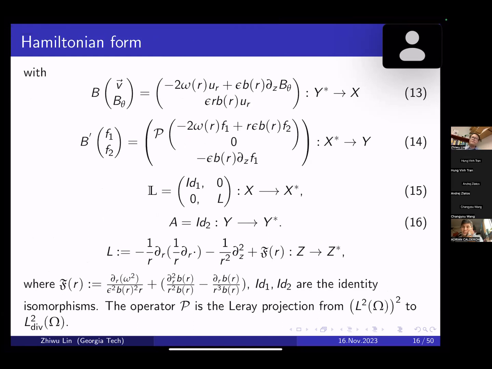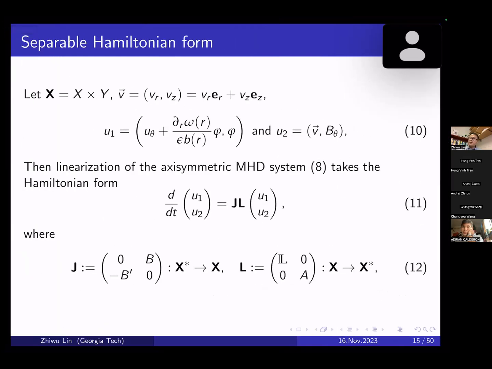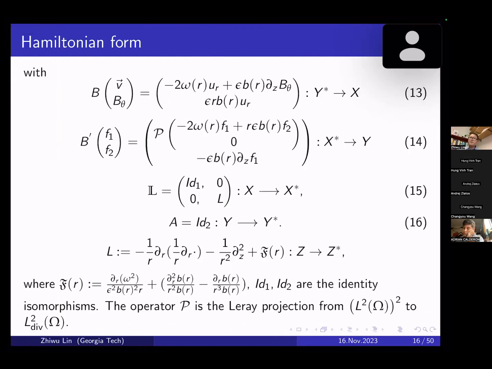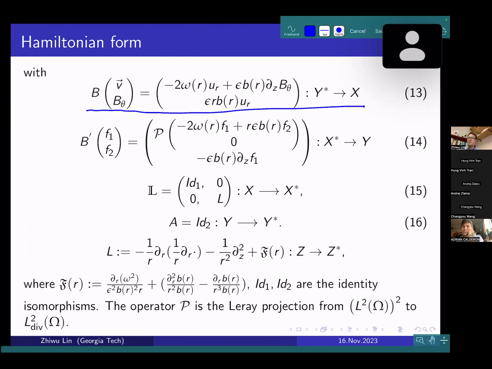Okay, so what are these operators? The operator B is the following operator, and you can also write down the dual operator of B explicitly.